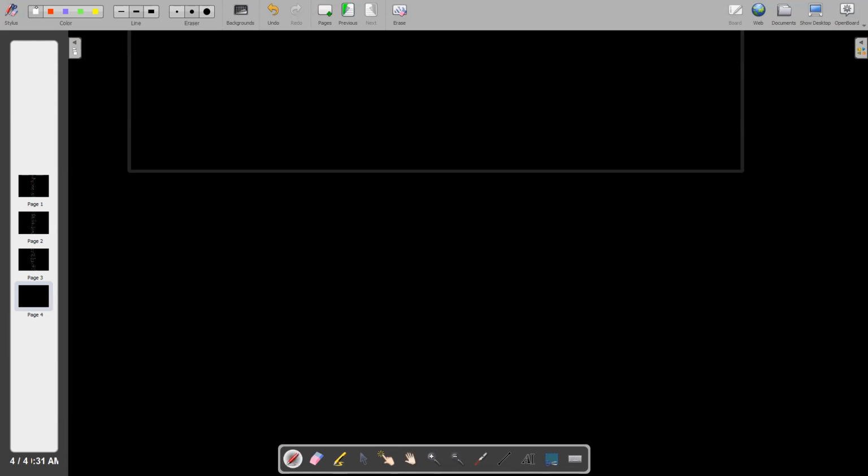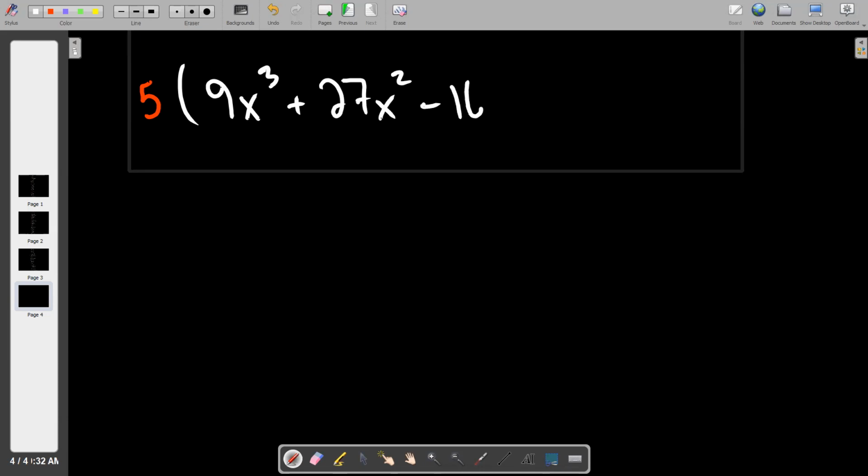Good math. All right, number 25 is a factoring by grouping, but I need to start by pulling out the global GCF. The global GCF is going to be a 5. That's it. Huh. That was boring. And then 9x to the third plus 27x squared minus 16x minus 48.